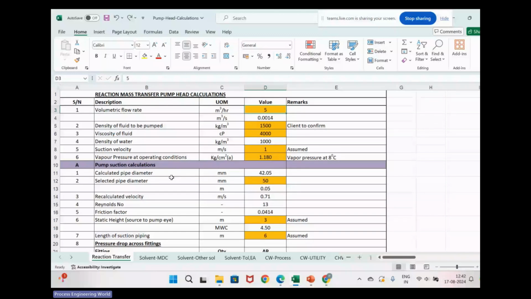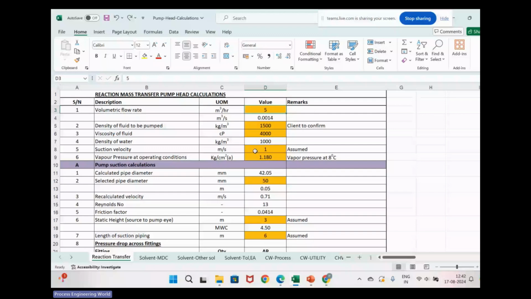It is pi by 4 D square. Why? Because it is cylindrical. So for the area formula you have to use pi by 4 D square. From there you will get the diameter, and V is velocity. You have the velocity here, which is assumed as 1 meter per second.